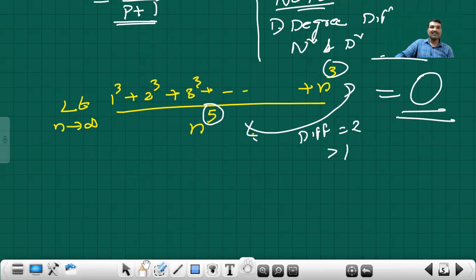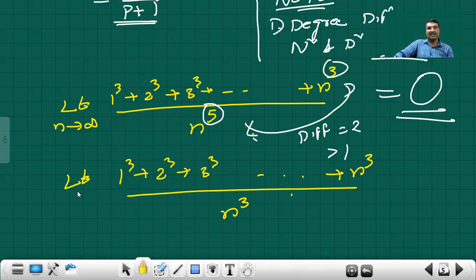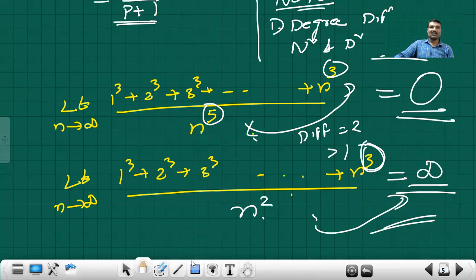What happens if it is the same degree? With the same degree, 1 cube plus 2 cube plus 3 cube up to n cube, the degree of denominator is also n cube, and limit n tends to infinity. This is the same degree. Here it is n cube, then n cube. Then this answer becomes 0. Suppose this is n square. Here it is 3. Then also the answer becomes infinity. Okay, this is a short break.